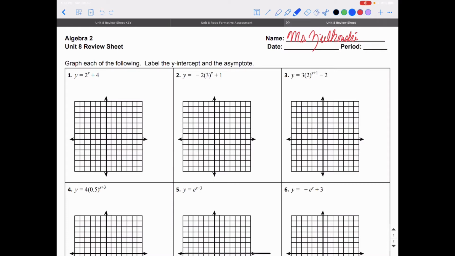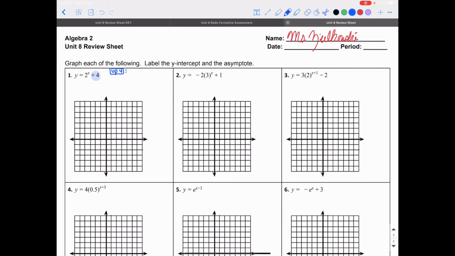For number 1 for the review sheet, I have y is equal to 2 to the x power plus 4. The parent function is y is equal to 2 to the x power. The only extra thing that I see is this plus 4. So I only have one transformation from the parent function, and that's that I'm going to be moving up 4. So that plus 4 at the end means I'm moving up 4.